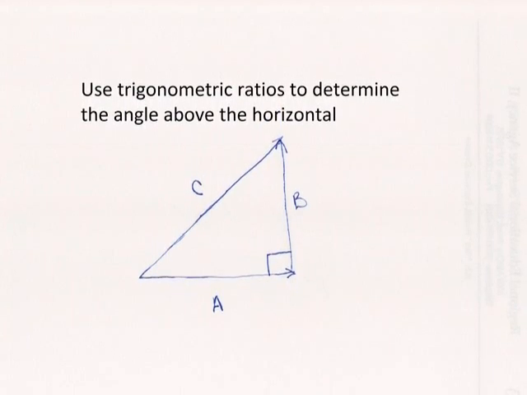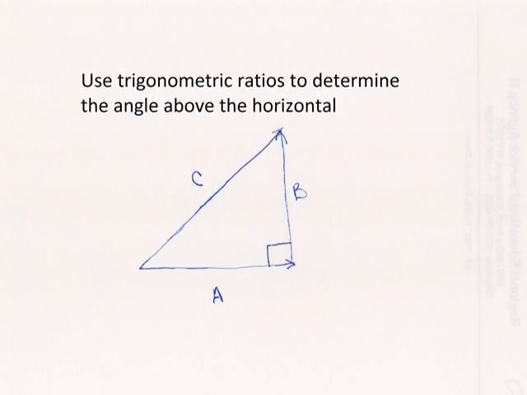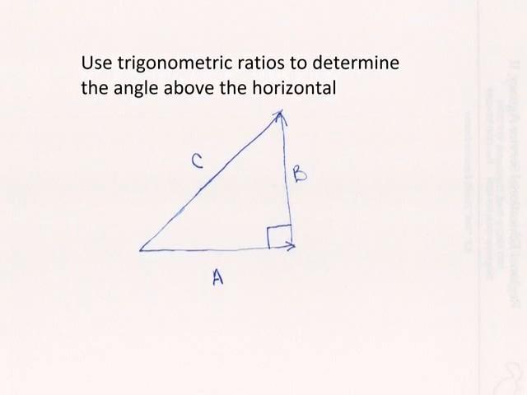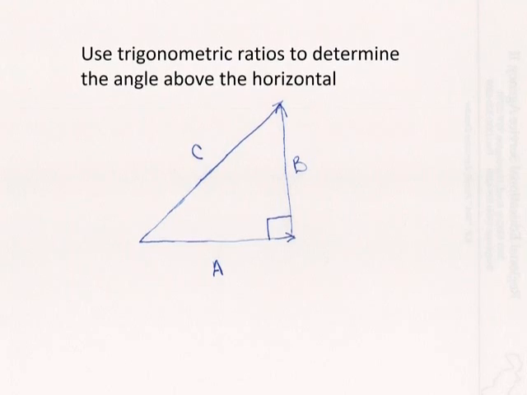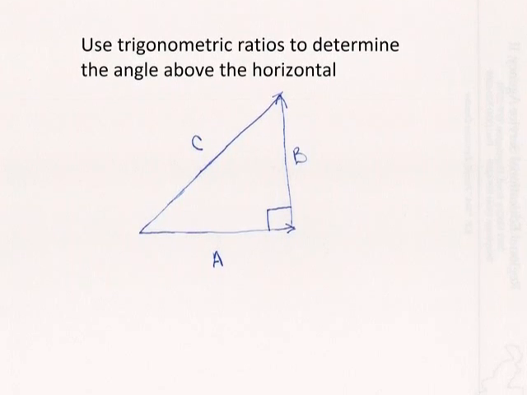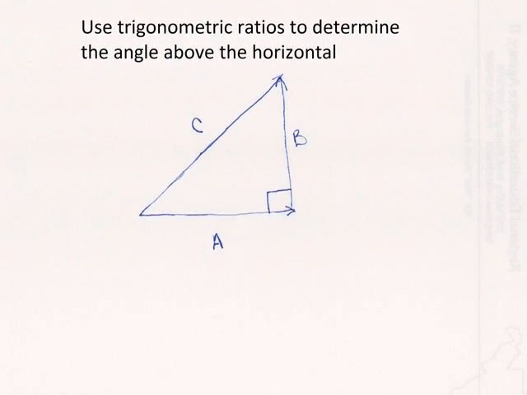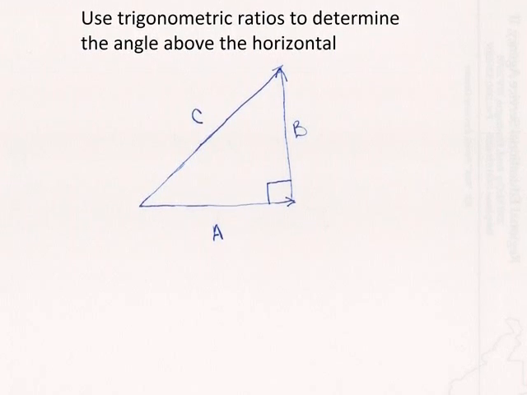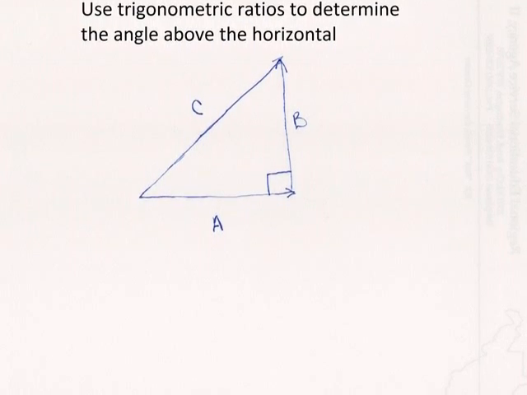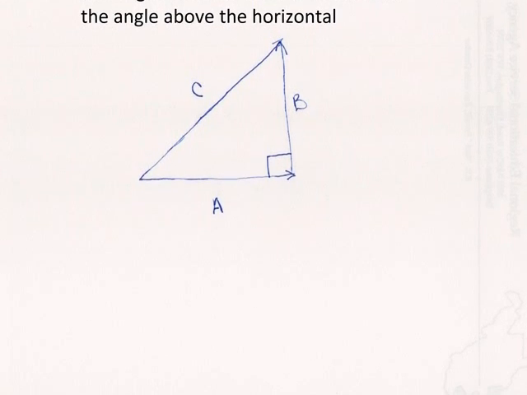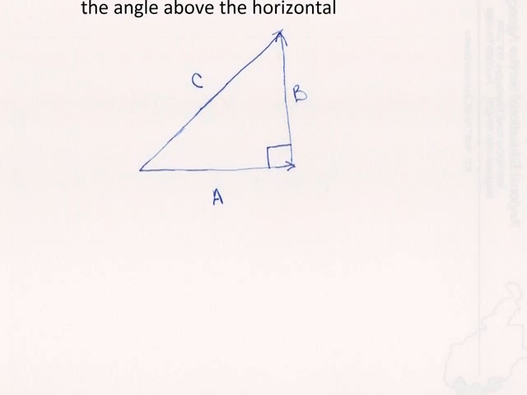Now, we probably want to know the direction, in terms of degrees, of the resultant vector. So what we can do here is use trigonometric functions. In this case, we're going to use sine to say that the sine of angle AC is equal to B over C, which is the same as saying angle AC is equal to the arc sine, or sine inverse, of B divided by C.